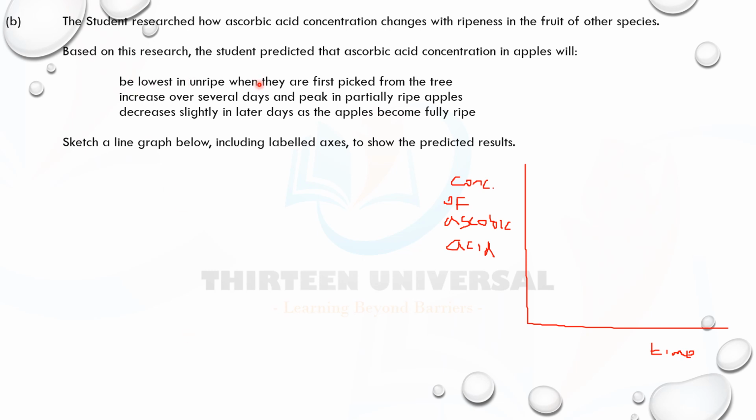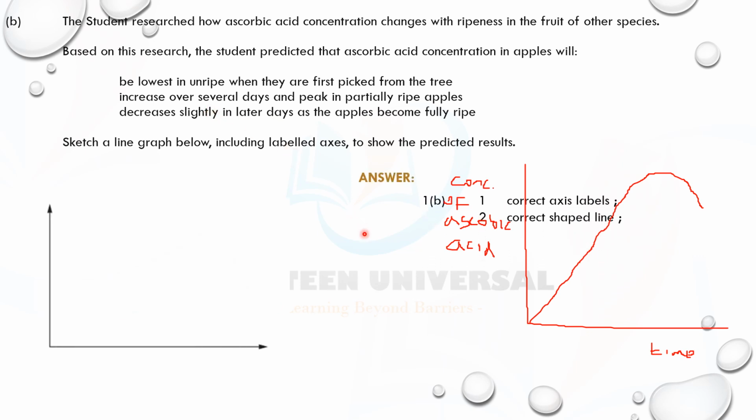Lowest in unripe when they first pick, this is zero, moving like this. So it should be lowest here. And then it increases over several days and then decreases slightly. When it peaks, just pardon my drawing, but let's do it, guys. It starts lowest there, then the peak, and then decreases. Why did I do that? Because that's what decreases slightly. Yeah, it stays there. All right, let's see what the marking scheme says.